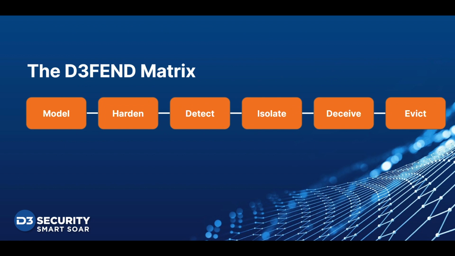MITRE's Defend matrix outlines how to address this technique, however security teams struggle to consistently implement Defend's recommendations. The MITRE Defend matrix has 6 stages: model, harden, detect, isolate, deceive, and evict. Each has different tasks that can be completed to address T1059. In the following examples, I will show you how Smart SOAR playbooks can turn Defend's recommendations into consistent automated workflows.